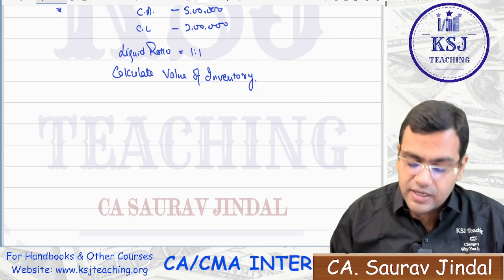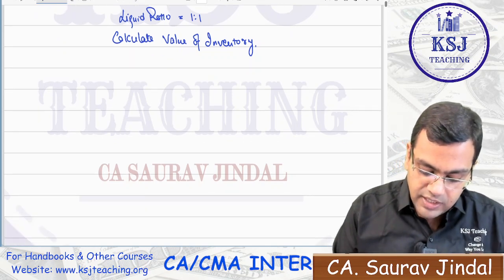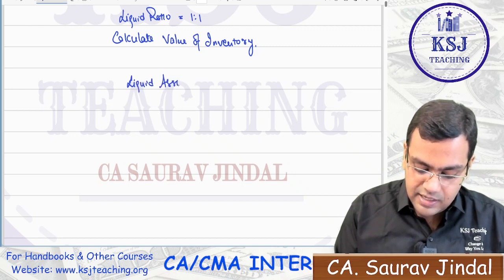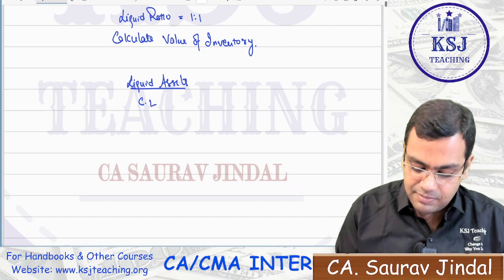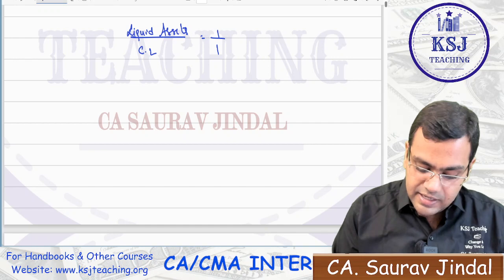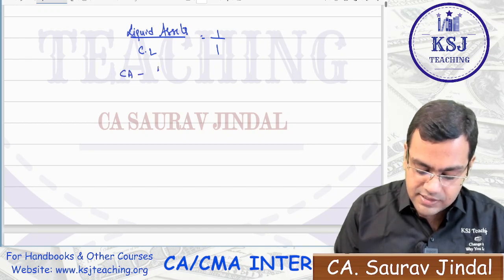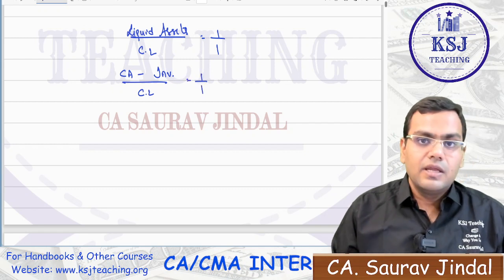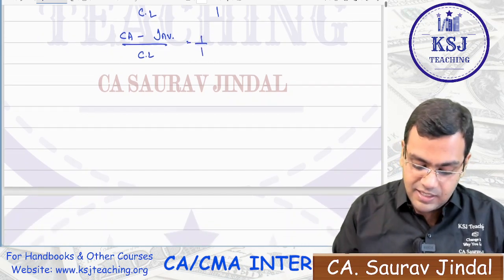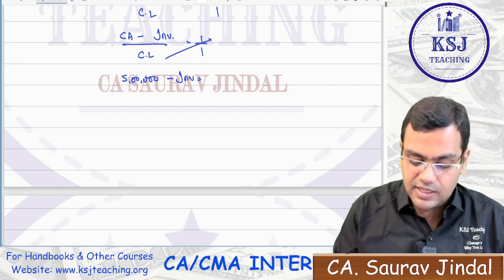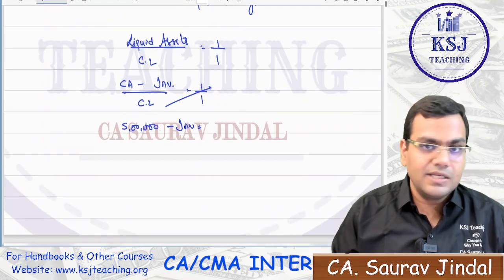Now you are given the liquid ratio. What is liquid ratio, sir? Liquid ratio is liquid assets divided by current liabilities is equal to 1:1. Now what is your liquid asset or the quick asset? Liquid asset is current asset minus inventory divided by current liabilities is equal to 1/1. Now you are given the value of current asset and current liabilities. What is the value of current asset? That is 5 lakh minus inventory is equal to current liabilities. What is the value of current liabilities? That is 2 lakh.